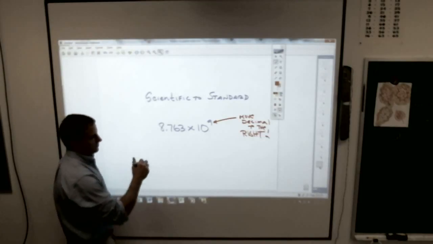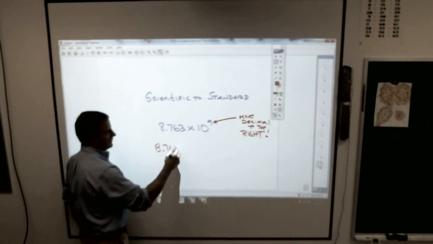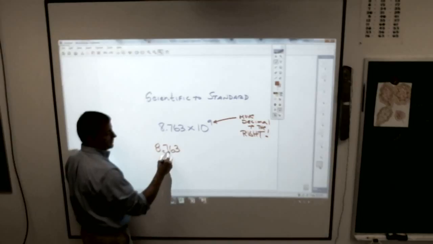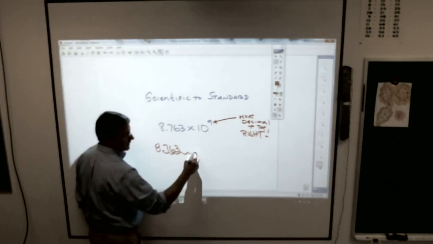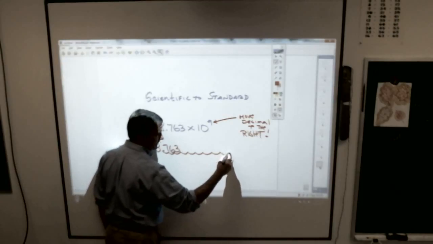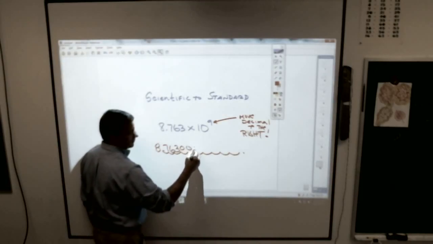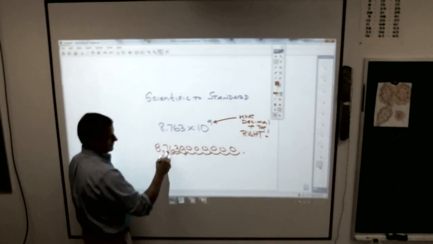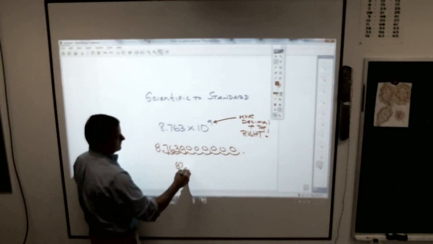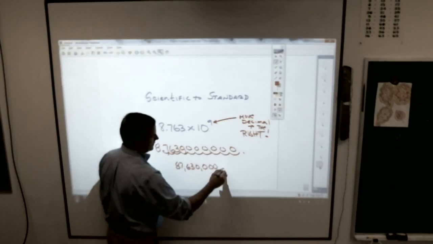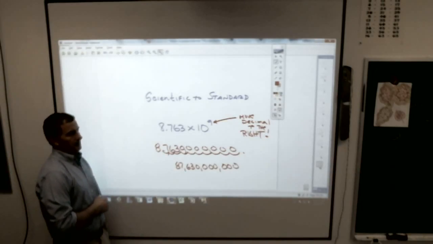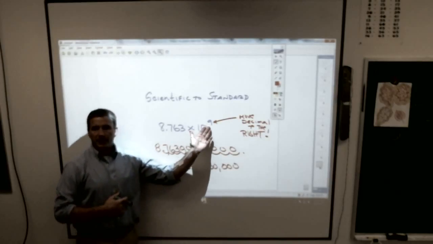That means this. I start with 8.763. I need to move this decimal 9 places over there and fill in the empty blanks with 0. So it works like this: 1, 2, 3, 4, 5, 6, 7, 8, 9. All of those become zeros. And then you want to put your commas in there. So that ends up being 8,763,000,000.